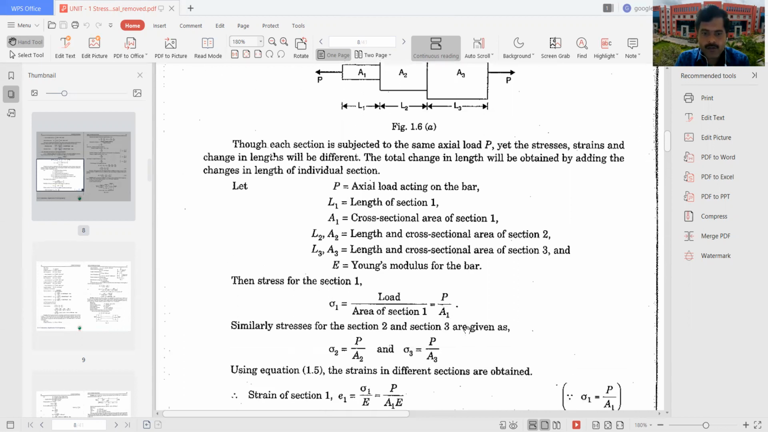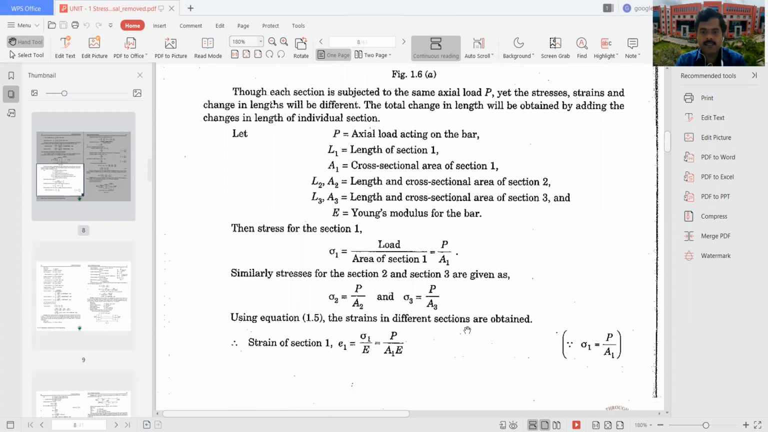Now you know the formula to find stress. Stress is nothing but load by area. Therefore, the stress for section 1, sigma 1, is equal to load by area 1, P by A1. Similarly, stress in section 2, sigma 2, is P by A2 and sigma 3 is P by A3.